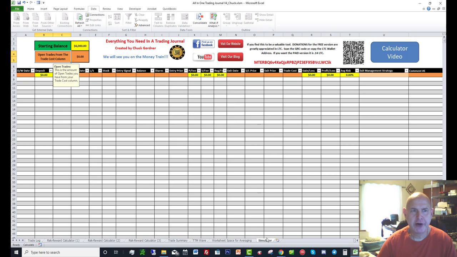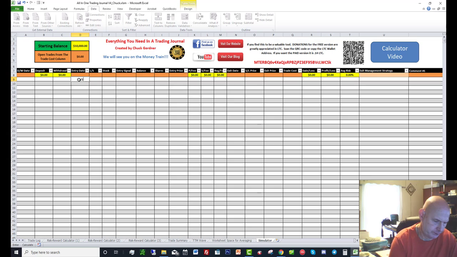When you're in your trading journal, you're going to come here to the Start Balance section, and in this cell, place the amount of money you might start your trade with. And then when you do your first trade, there's really no need to put the 2019 after that. It's going to automatically place it there for you.